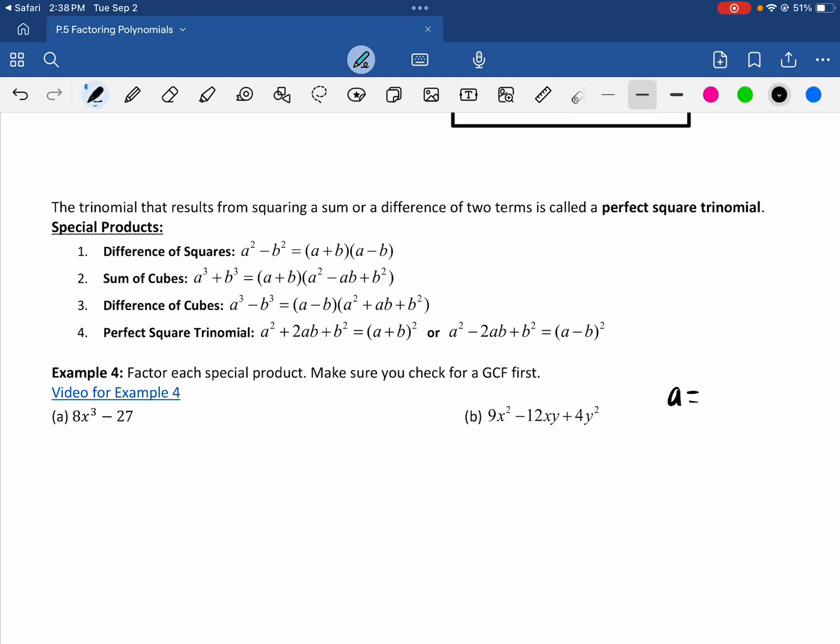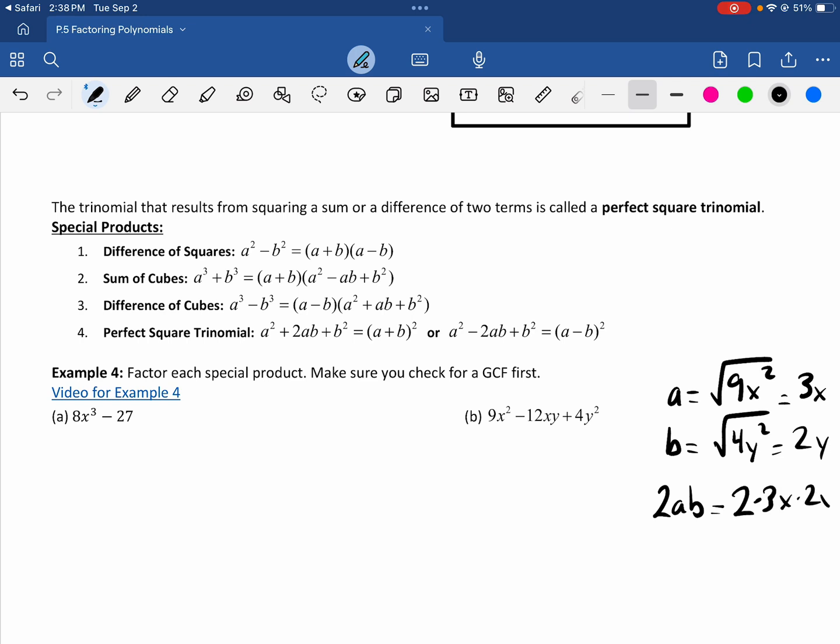So if I'm figuring out a, I'm going to take the square root of 9x squared, and that's going to tell me that a is 3x. For the b, I'm going to take the square root of 4y squared, and that's going to be 2y. And then to figure out the term there in the middle, which is going to be 2 times a times b, I'm going to do 2 times 3x times 2y, and we're going to end up with 12xy. So in my factored form, my a is 3x, and then my b is 2y. So this would be 3x minus 2y squared.